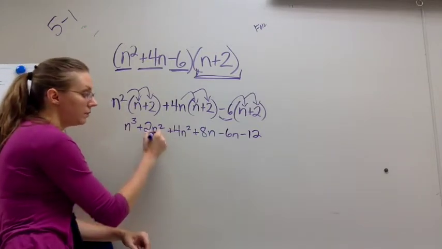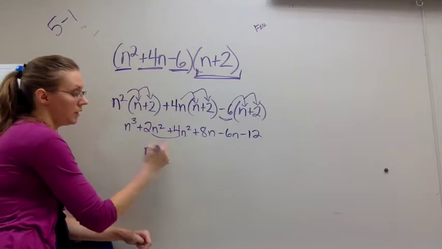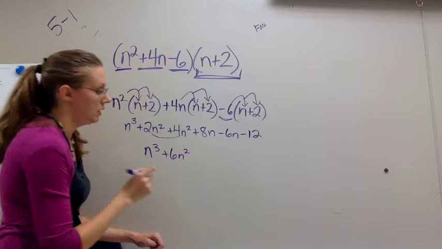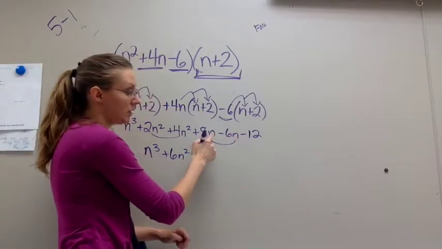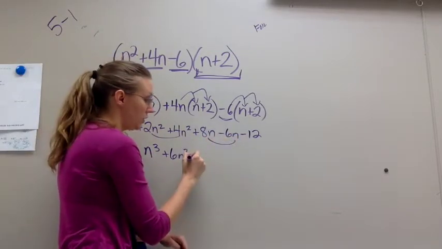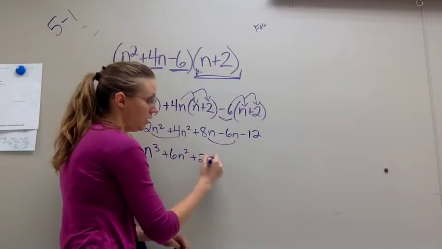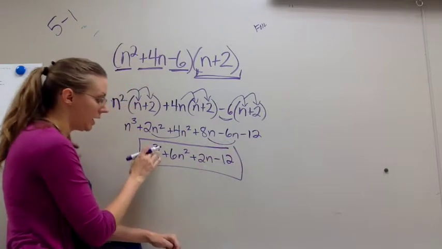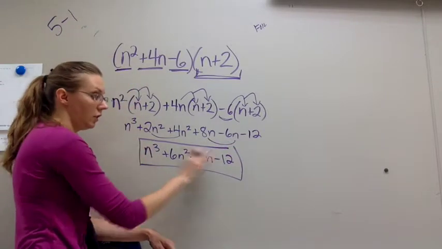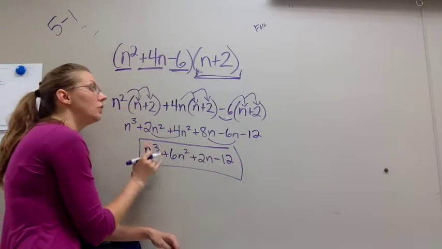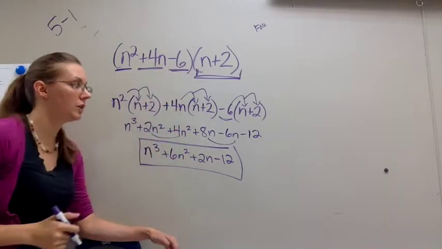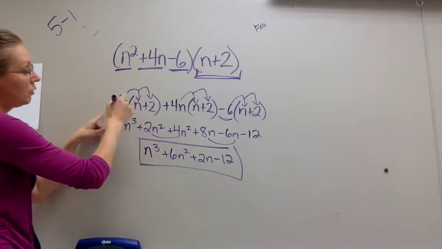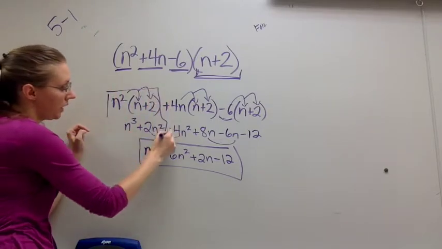Just like with FOIL, we now are going to combine our like terms. We have n to the third, we have these two, which is going to be 2n squared plus 4n squared, 6n squared. Sorry, they're all squared. Here, these two are of the same base, so we're going to have an 8n minus 6n, which is a positive 2n, and then a minus 12. This right here, again, my highest exponent is first, going down in order, is the solution to multiplying these two polynomials together.